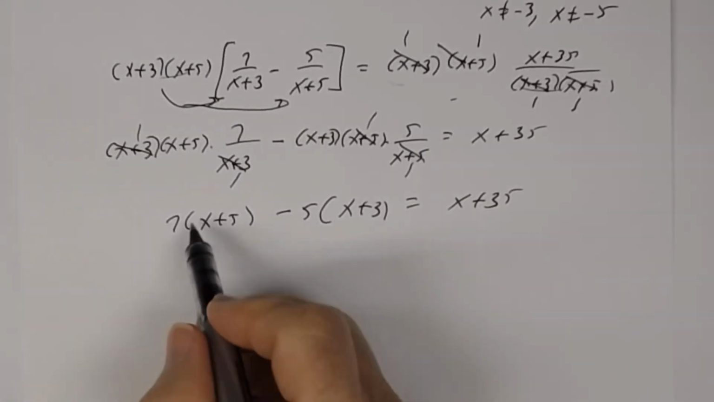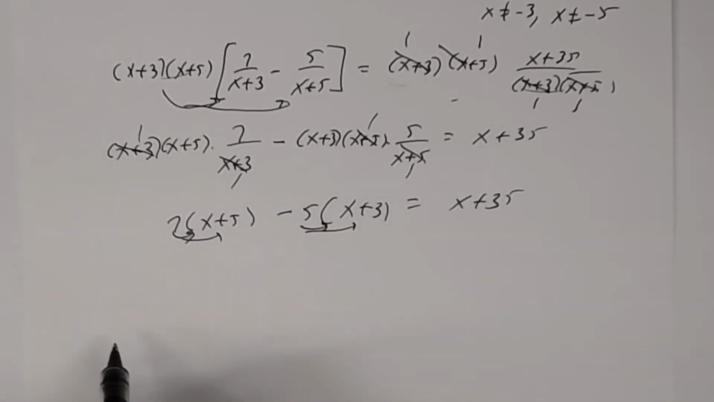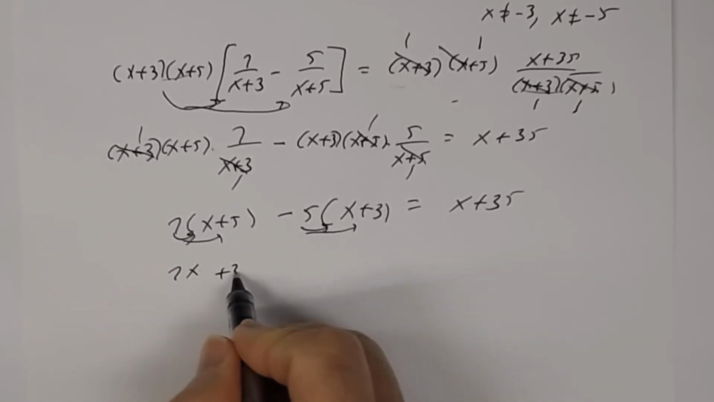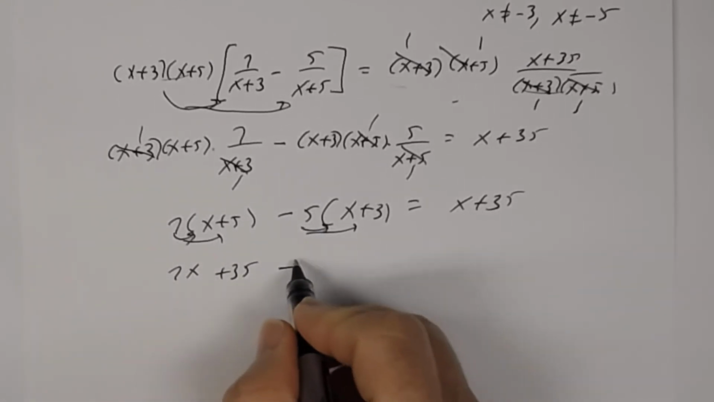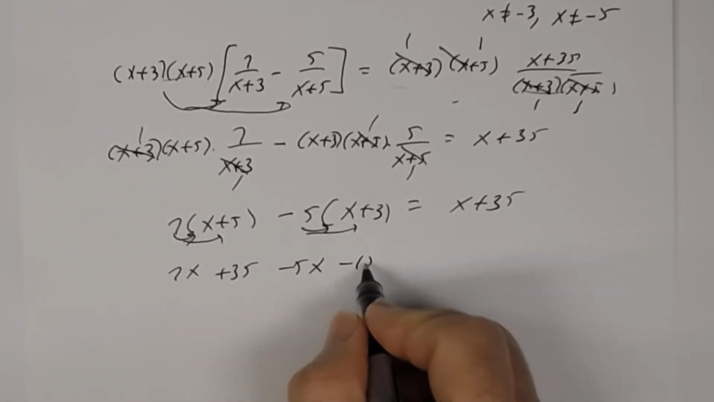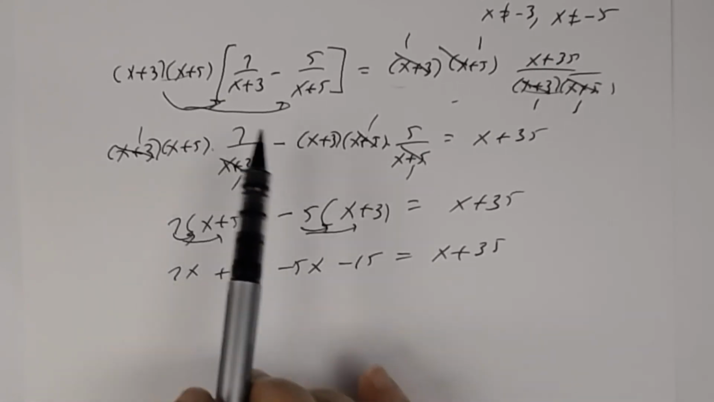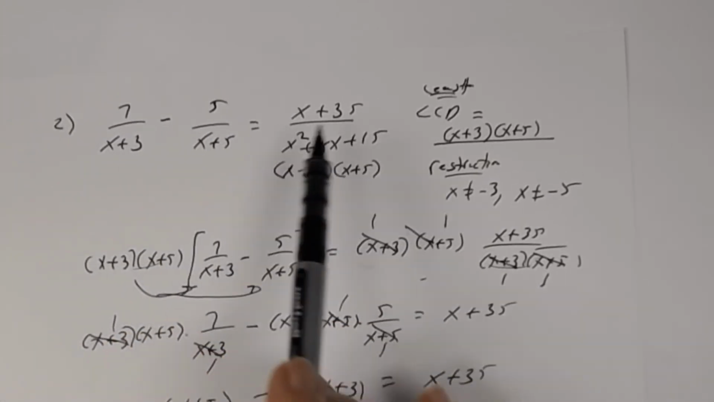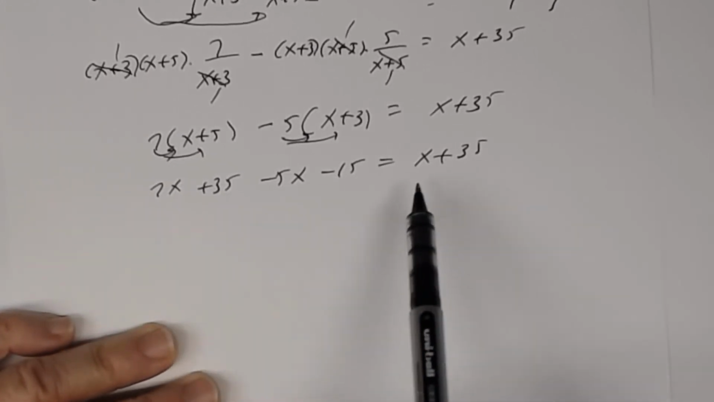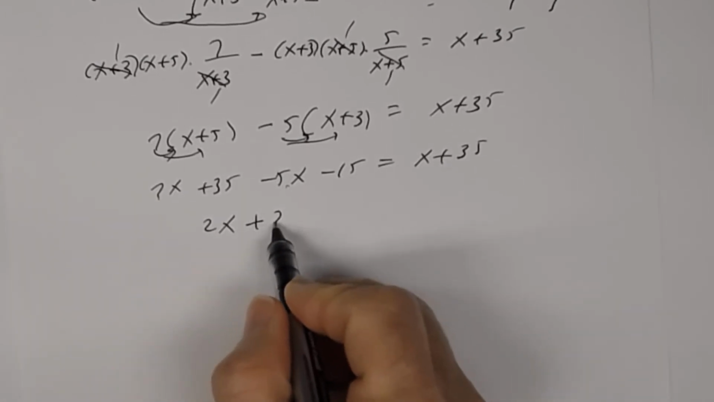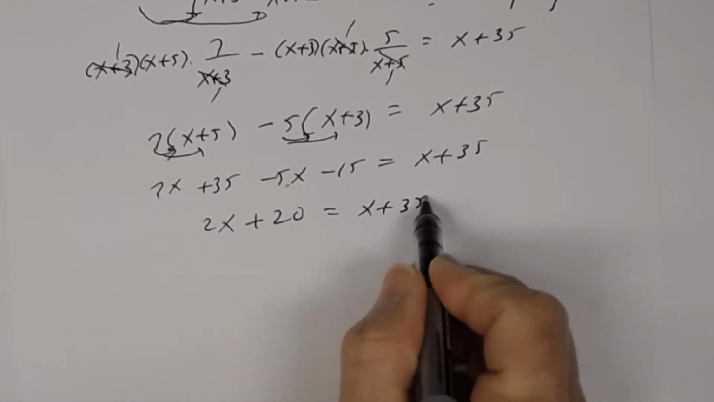Okay, now going ahead and distributing, I get 7 times x is 7x, 7 times 5 is 35. A negative 5 times x is a negative 5x. A negative 5 times 3 is a negative 15, equal x plus 35. Notice though, I want you to notice something. I went from a rational equation to a linear equation. All right, let's combine like terms. 7x and a negative 5x is 2x. A positive 35 and a negative 15 is a positive 20, equal x plus 35.